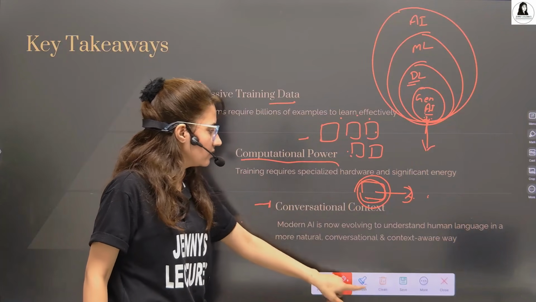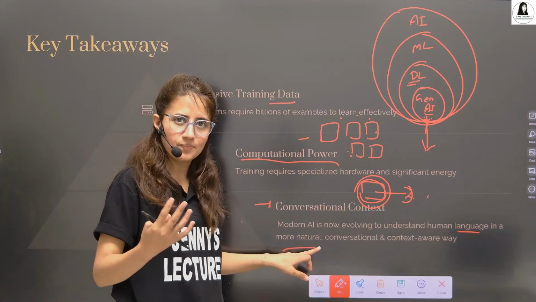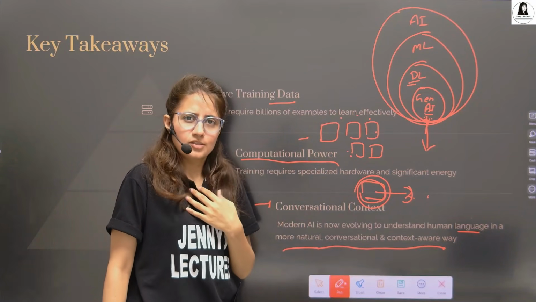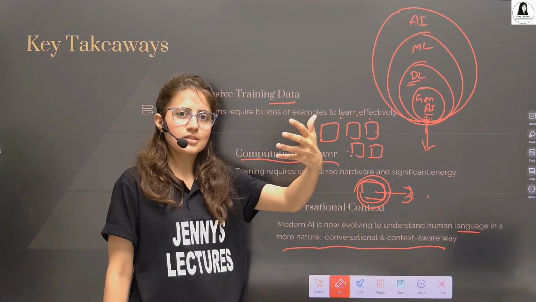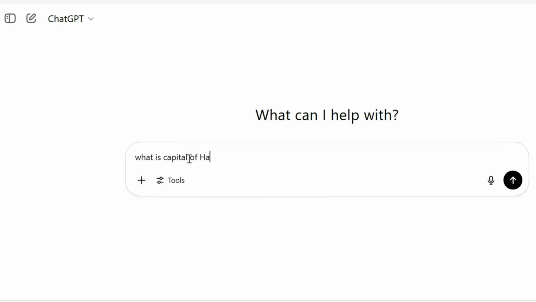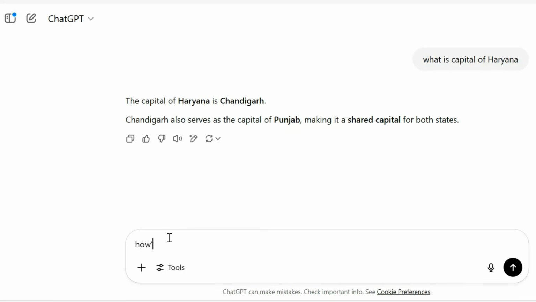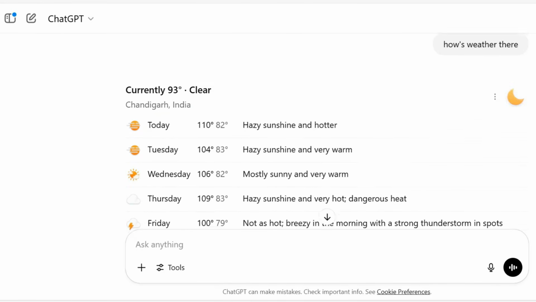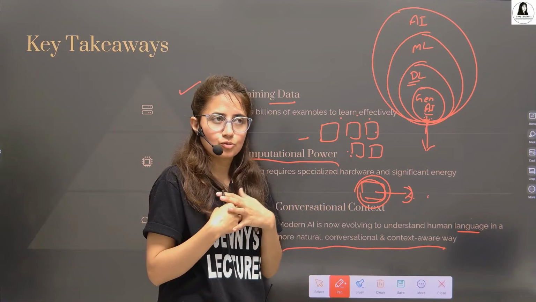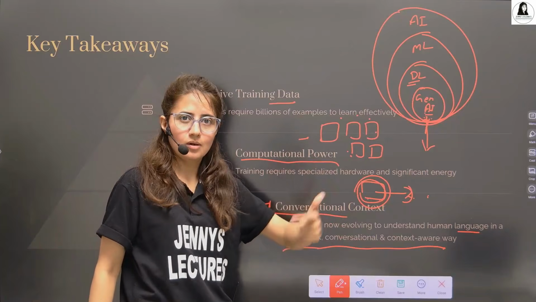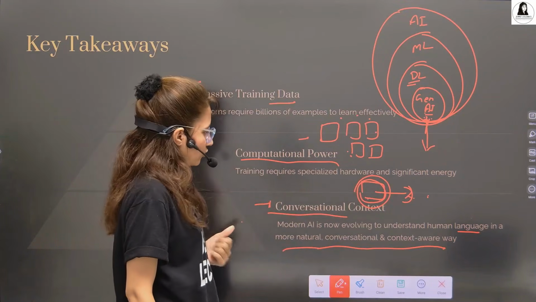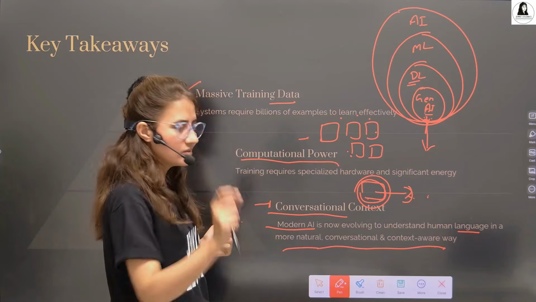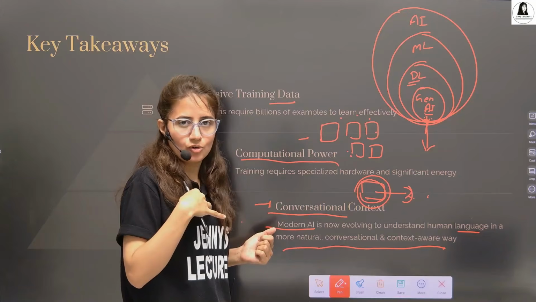And the third thing is that modern AI is now evolving to understand human language in a more natural, conversational and context-aware way. Like I have given you one example: ChatGPT understands our context, what we are trying to ask. If I first ask ChatGPT, say, what is the capital of Haryana, and after that I ask, how's the weather there? ChatGPT understands that I'm asking about the weather in the capital of Haryana, right? So ChatGPT has to understand the context I'm talking about. That's why we are shifting more towards a conversational and contextual way. Modern AI is now so intelligent that it can understand our context as well. With just simple prompts, it can generate whatever we want accordingly.